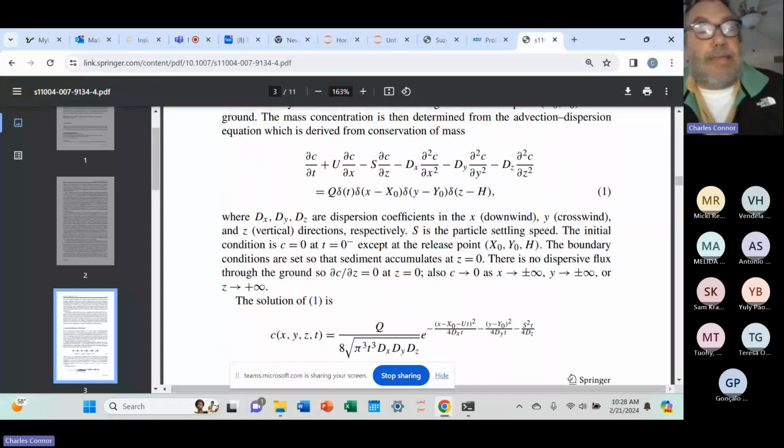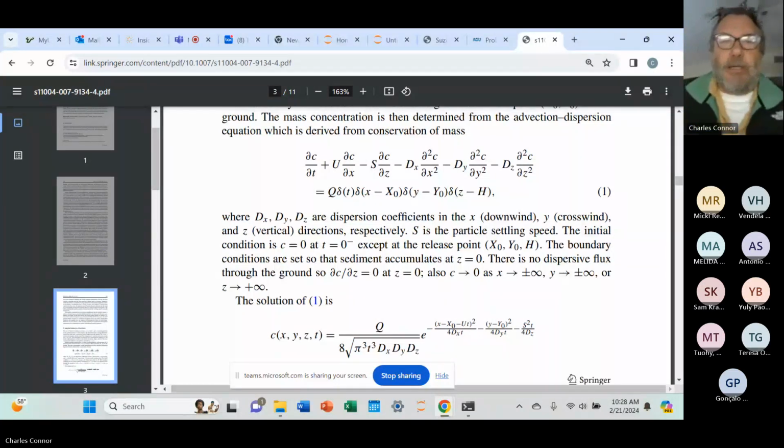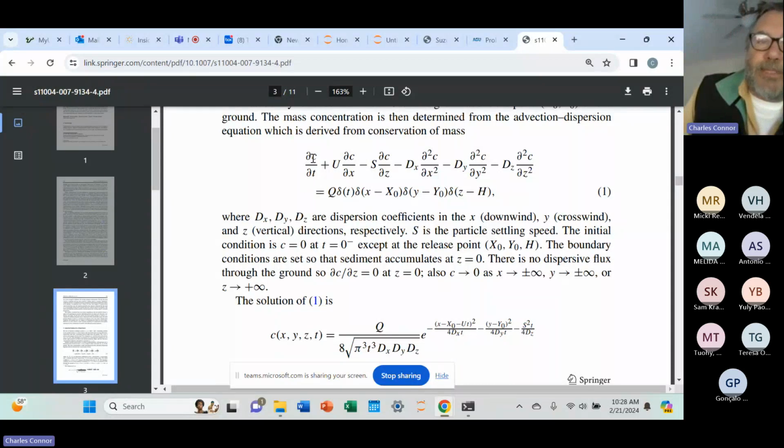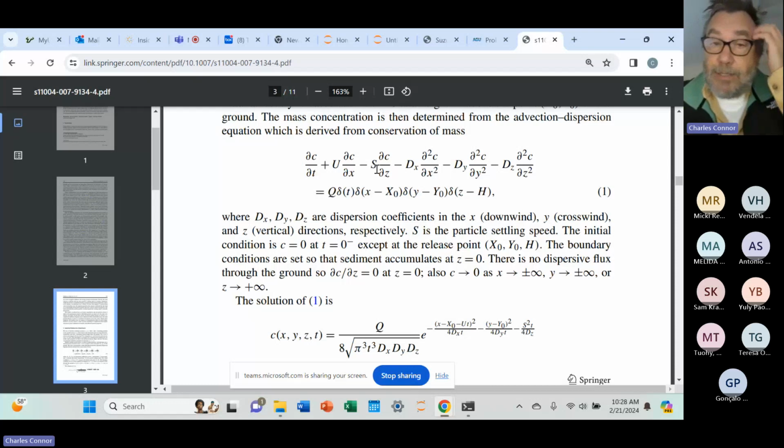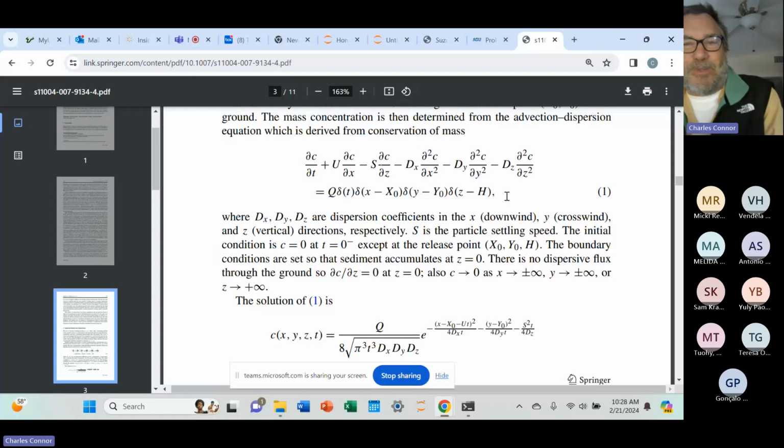And so she started with this same advection diffusion equation. And so basically these terms for C that are not squared are advection terms. So the change in concentration with time depends again on the velocity in the downrange direction. She introduced this term S, which is the settling velocity, which is the rate at which particles fall out of the atmosphere, and these diffusion terms. So it's essentially the same approach that Suzuki used, the same approach that Costanza used, and so on.